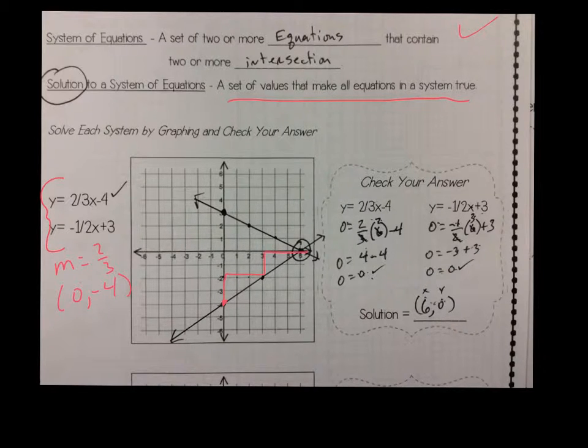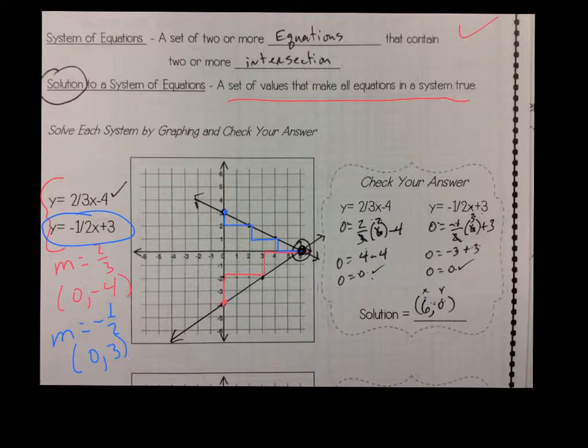Then using the other information, this one right here, I have a slope of -1/2 and a y-intercept of 0, 3. So I plotted 0, 3, and then I went down 1, right 2, down 1, right 2, down 1, right 2. Notice where they intersect is at this point right here. So at that point, 6, 0, that's where they intersected.